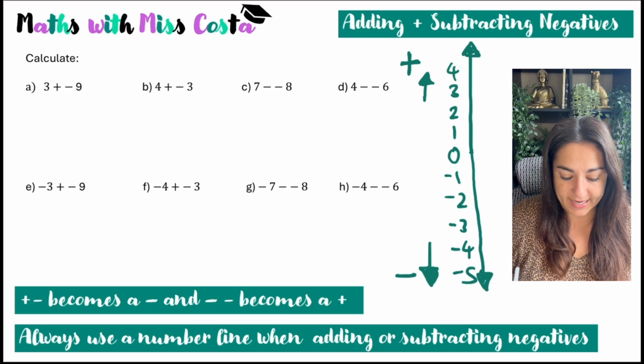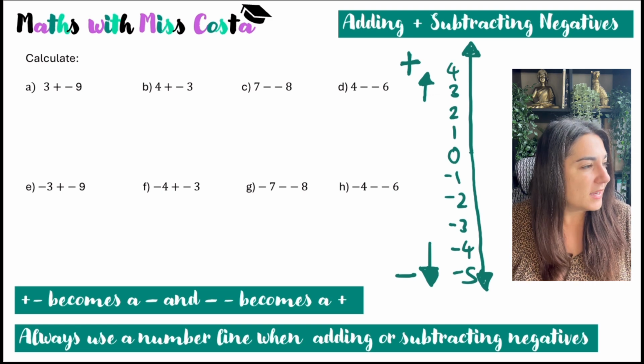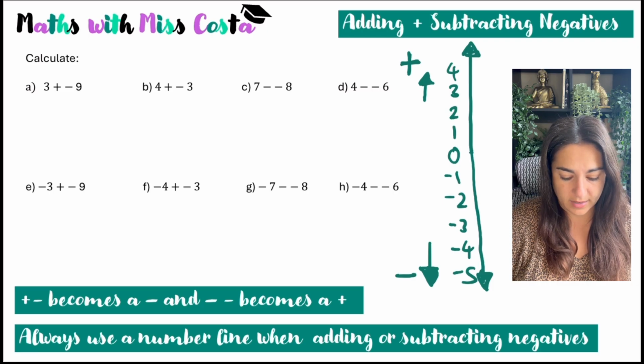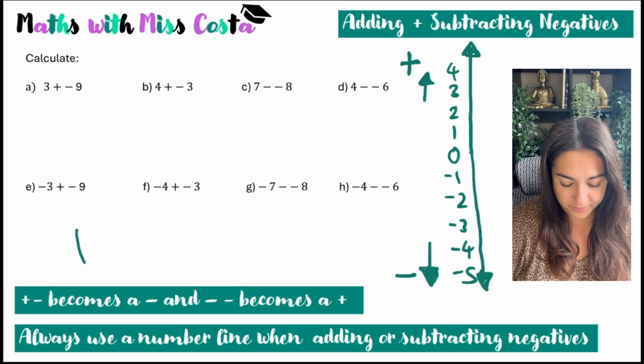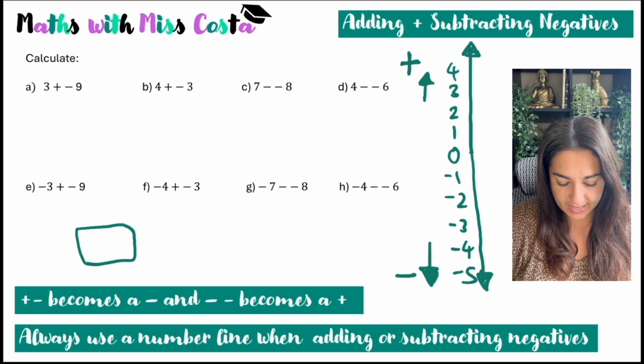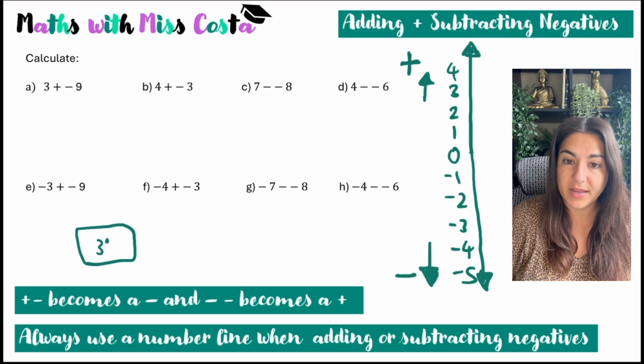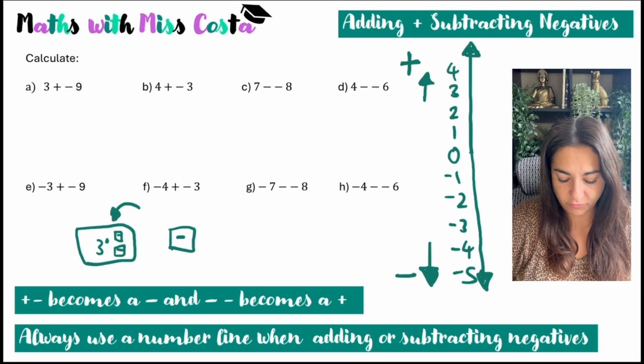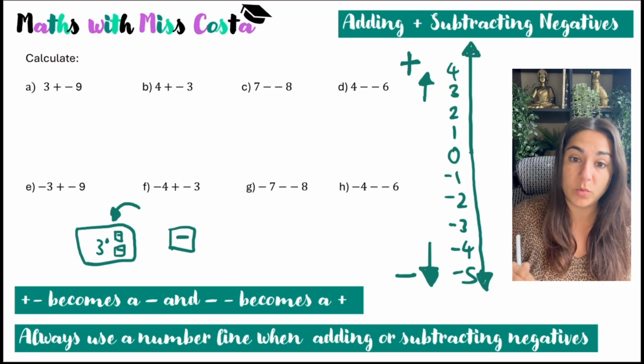So once again, let's imagine a soup. You've got a soup and it's currently 3 degrees. And then someone's like, oh, I want to make it colder. So I want to add more ice cubes into it. And an ice cube can represent a negative number. It's going to cool it down.